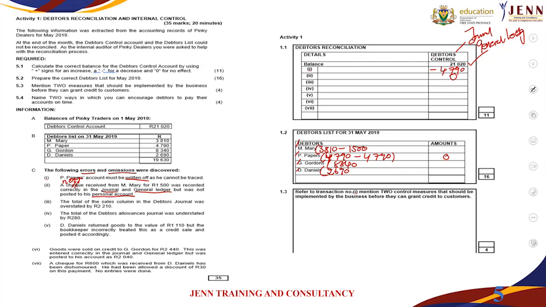All right, then the next one. The total of the sales column in the debtors journal was overstated by 2,210. Any school? Where do we go? You said it is going to affect the debtors control, but my question is how? Positively or negatively?